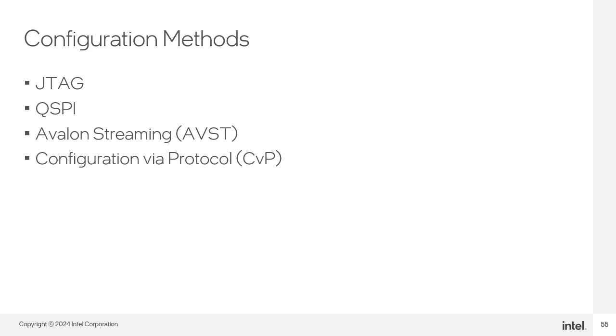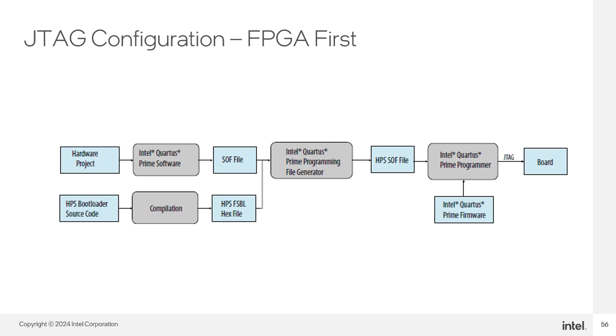Agilex 5 supports several different configuration methods: configuration over JTAG, configuration from QSPI, configuration over AVST, and configuration via protocol. The next number of slides describe how to create the configuration files for all these configuration methods. JTAG configuration, where the FPGA logic is configured first. Step 1: compile the hardware project with Quartus Prime to obtain the SOF file.